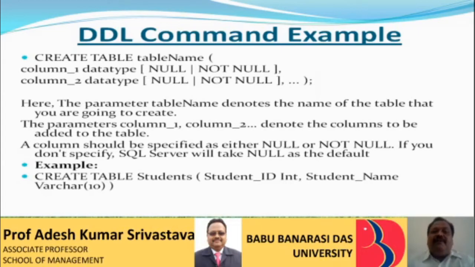So here the parameter table name denotes the name of the table that you are going to create. It may be any name that you wish to give. Then the parameters column 1 and column 2 denote the columns to be added to the table. These columns in fact are the fields, right? A column should be specified as either null or not null. If you don't specify, SQL Server will take null as the default.